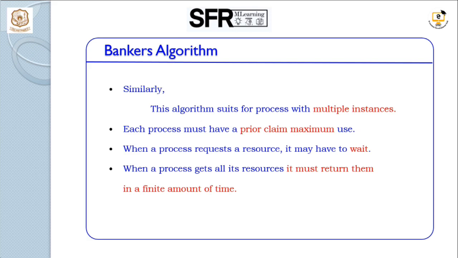Banker's algorithm suits processors with multiple instances. Each process has to declare the maximum resources needed for that particular process. When a process requests a resource, it may have to wait. When a process gets all its resources, it must return them in a finite amount of time after completing its execution. Banker's algorithm has many simple algorithms within it. On executing Banker's algorithm, we can resolve the problem of deadlock avoidance.